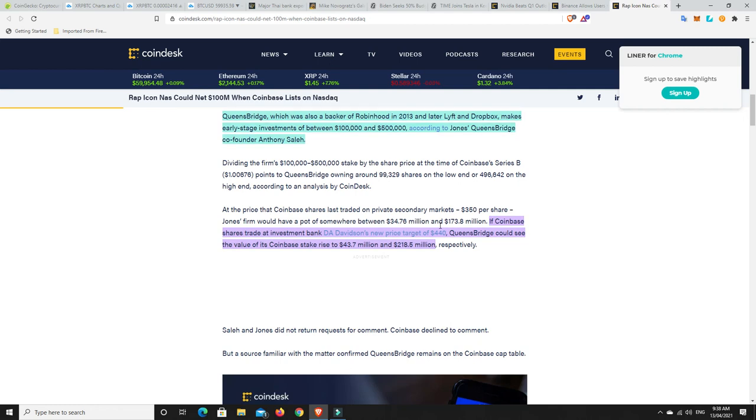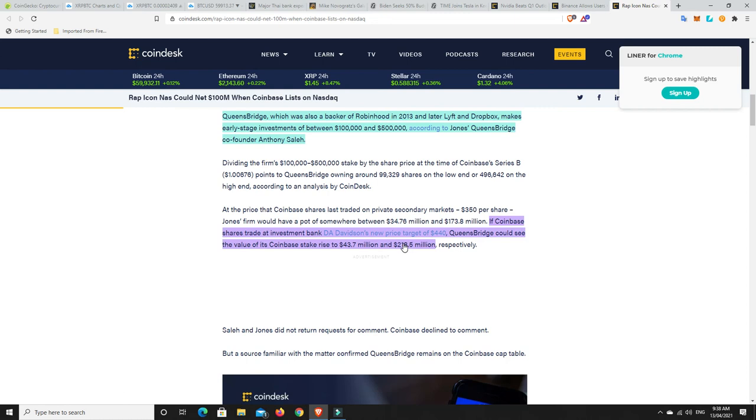So that is quite an impressive gain. $100,000 to $500,000, turning into $43.7 million to possibly $218.5 million. Wow. Unbelievable kind of gains. You know, people talking about 10xing and 20xing and 100xing, that's what's happening right here. So extremely well done by NAS.